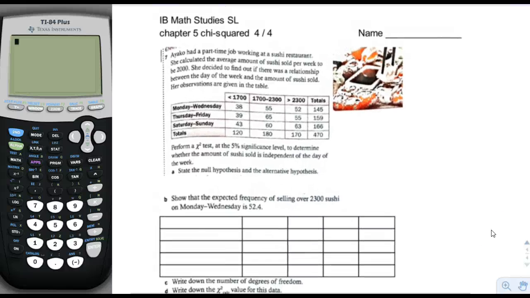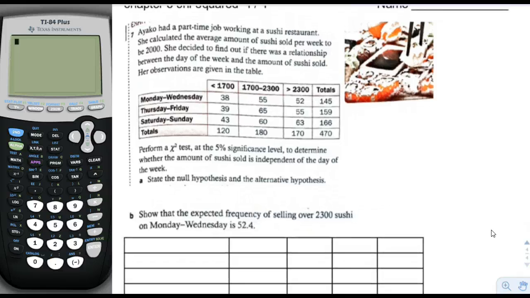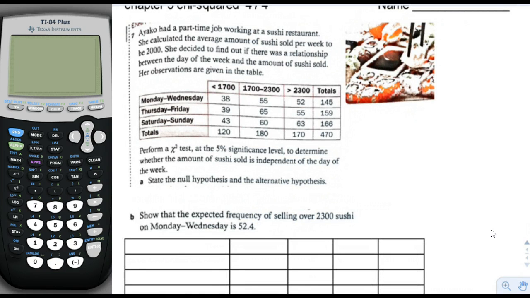We're already on the last page of chi-squared problem sets, page 4. Number 7. Ayako had a part-time job working at a sushi restaurant. She calculated the average amount of sushi sold per week to be 2,000. She decided to find out if there was a relationship between day of the week and the amount of sushi sold. Her observations are given in the table. So you see, any topic can be a math studies IA if you do chi-squared, as you can see.